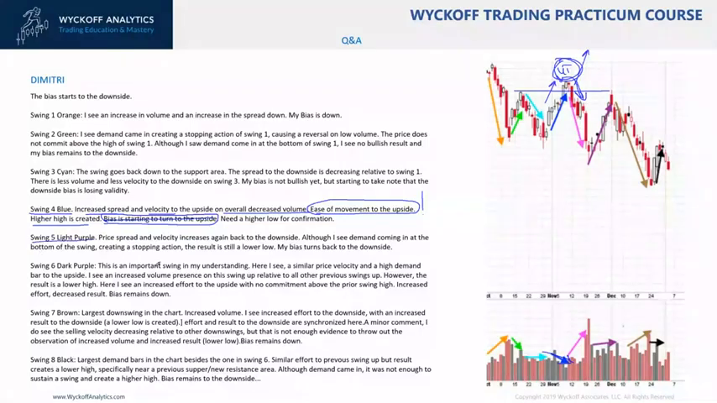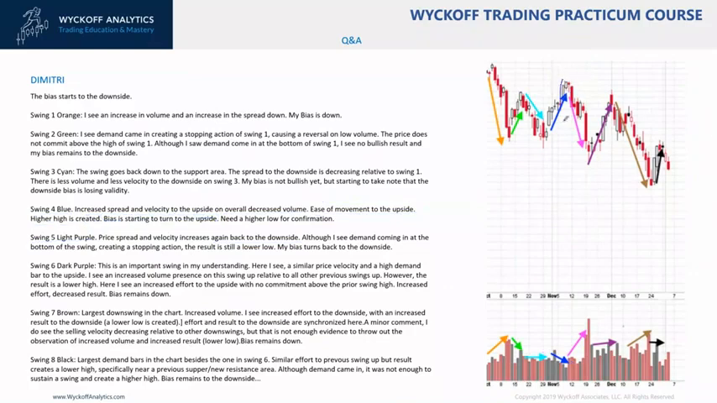Swing number 5. Price spread and velocity increases. Again, back to the downside. Let me just clean this up. We're looking at this reaction right here. Let's come back. Price spread and velocity increases again back to the downside. Is this a correct statement or incorrect statement, guys? What do you think? Is there an increase?